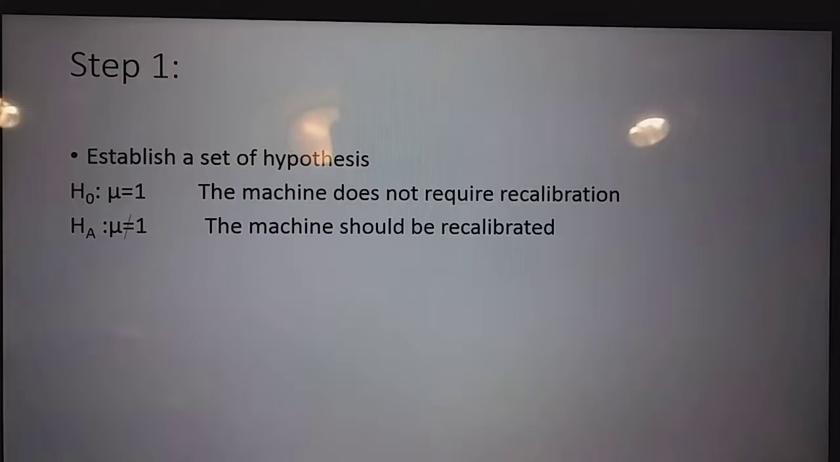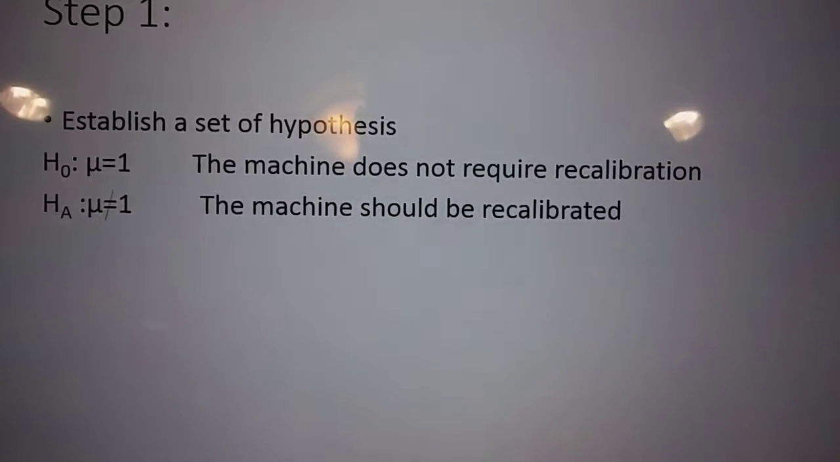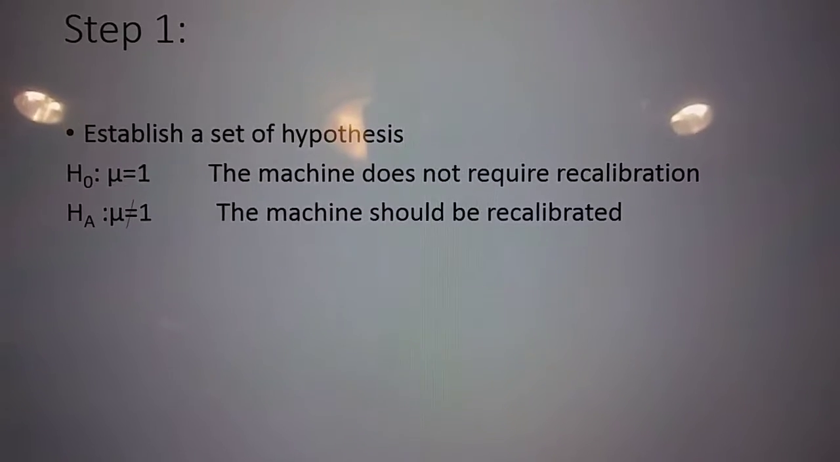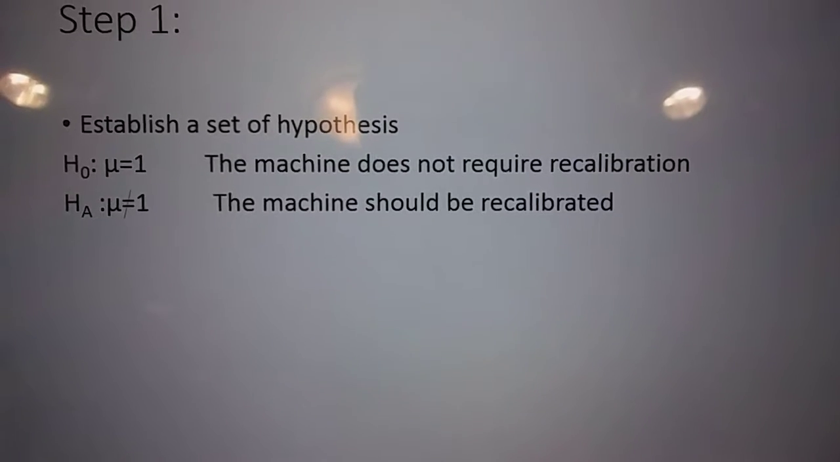Step 1. Establish a set of hypotheses. For the null hypothesis, this means that the machine does not require calibration. For the alternative, this means the machine does require calibration.